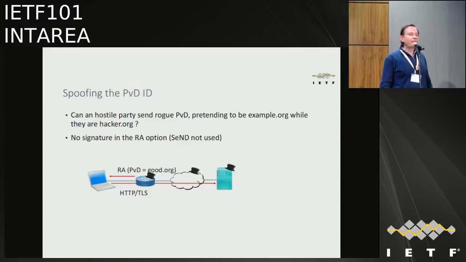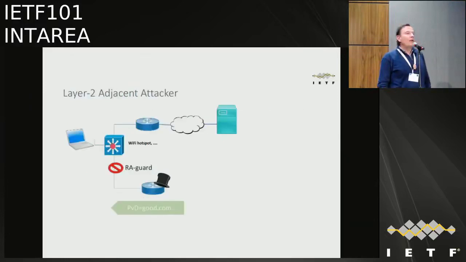Next. So first one, I am layer 2 adjacent, and I want to send you a packet pretending, hey, you are connected to corporate.com. Our RA guard should block it, right? That's no more dangerous than anything else. So problem solved as long as you run a decent network.